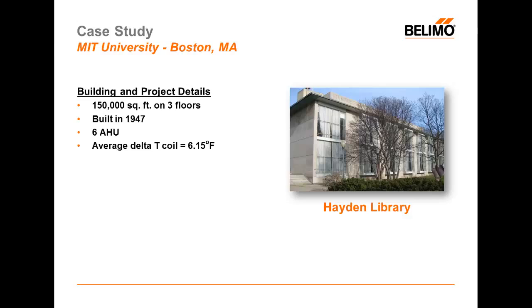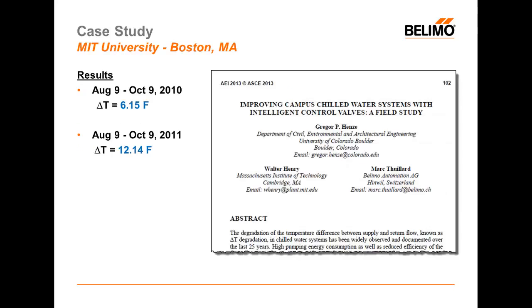At the Hayden Library on the MIT campus, all of the air handler units were retrofit with the Belimo energy valve. The Hayden Library is a 150,000 square foot building over 3 floors, and it was built in the late 1940s. 6 air handlers were retrofit with the Belimo energy valve, and previous to Delta T management, the measured Delta T of those coils was just above 6 degrees F. From August 9th to October 9th in the year 2010, they experienced a Delta T of 6.15 prior to Delta T management.